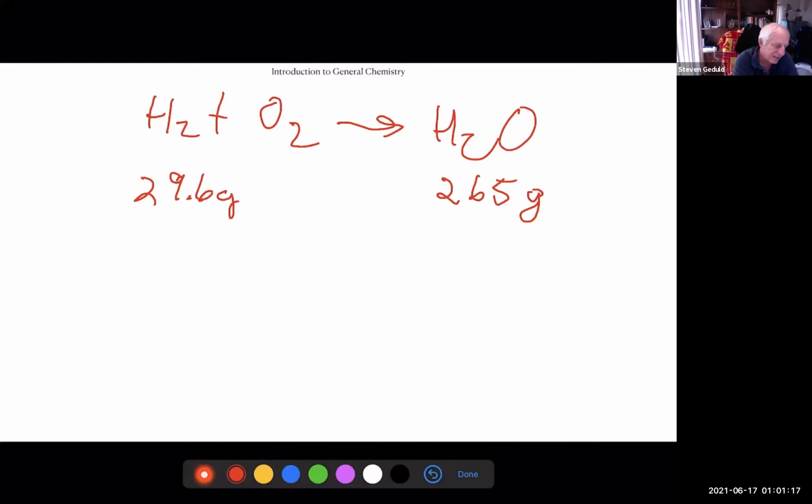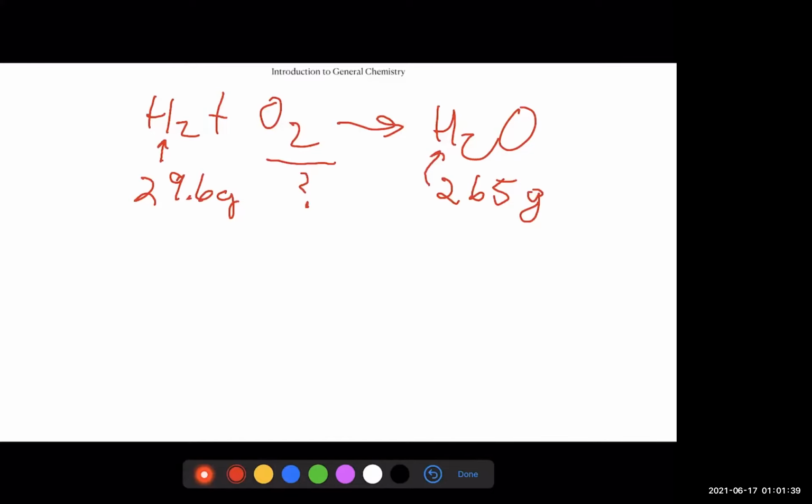Yes. That's the easiest way to do problems like this. Just write down everything so it's in front of you. So you had 29.6 grams of hydrogen, and you got 265 grams of water produced. You want to know how much oxygen gas was consumed, right? That's the basic question. Yeah, it's asking how much oxygen reacted.